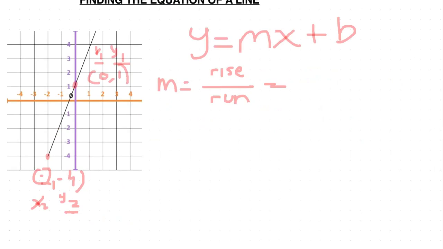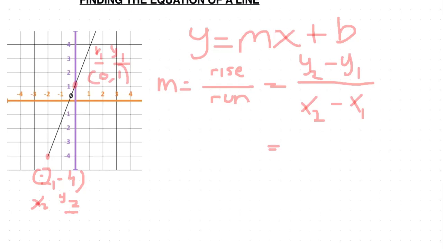Another way to find slope is by doing this equation: y2 minus y1, which will help us get the difference between the y's, and x2 minus x1, which will get us the difference between the x's. Now, let's take a look at what the values are going to be for x1 and y1 and x2 and y2.